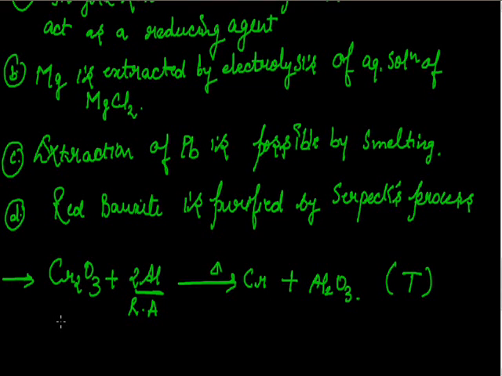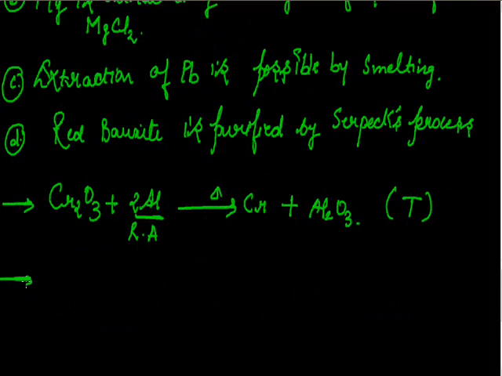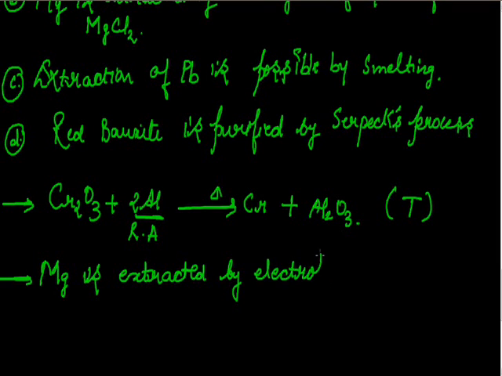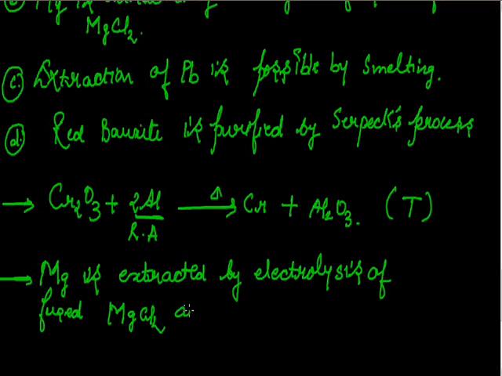Now, magnesium is extracted by electrolysis of the aqueous solution of MgCl2. Let us check how magnesium is extracted. Magnesium is extracted by electrolysis of fused MgCl2 and NaCl. Magnesium is not extracted by electrolysis of an aqueous solution of MgCl2 alone. We require fused MgCl2 and NaCl. So this option will be what? False.